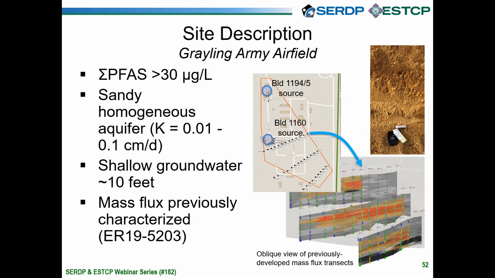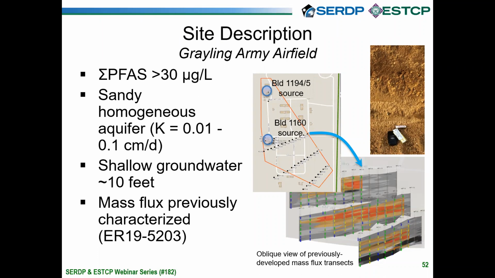The site was selected in part because we could build on efforts from a previous ESTCP project led by Joe Quinnan, where PFAS mass flux was characterized using high-resolution site characterization methods that included hydraulic profiling tools, or HPT, vertical aquifer profile, or VAP sampling, and a mobile on-site lab for PFAS analysis. And the results of this previous work are shown in these oblique cross sections in the bottom right, which depict the spatial distribution of PFAS mass flux along 3 transects, and the warmer colors represent higher mass flux values.